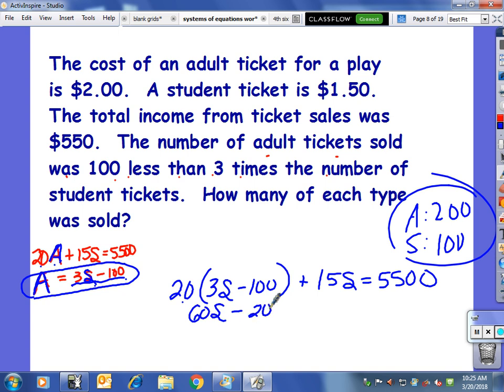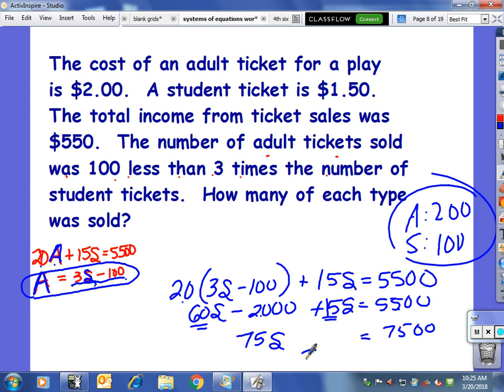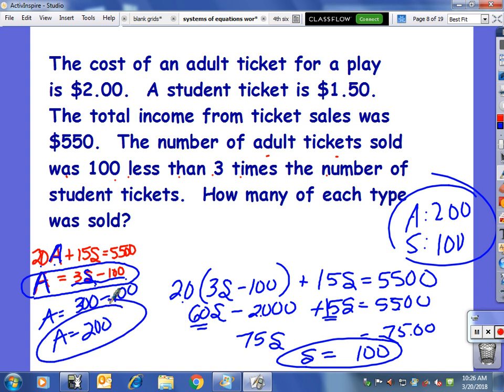60s minus 2,000, right? Plus 15s equals 5,500. 60s plus 15s is 75s. Add 2,000 to both sides, and you get 7,500 over here, and you get 100 students. So you found the students first instead of the adults. And then take your student answer and go back up here. What's 3 times 100? 300 minus 100 would give us 200 adults. Yeah, either way would work.